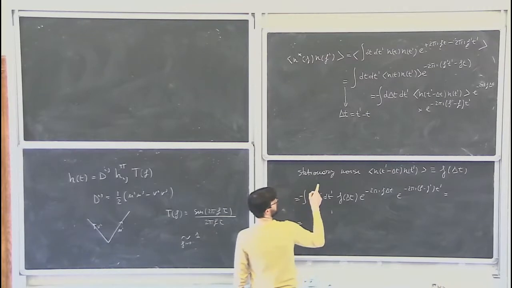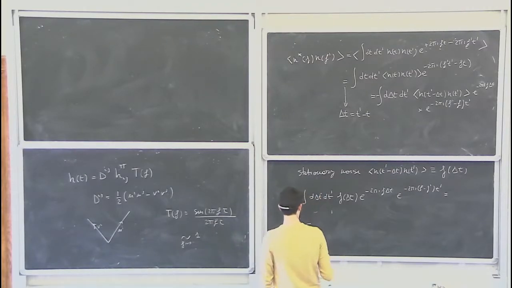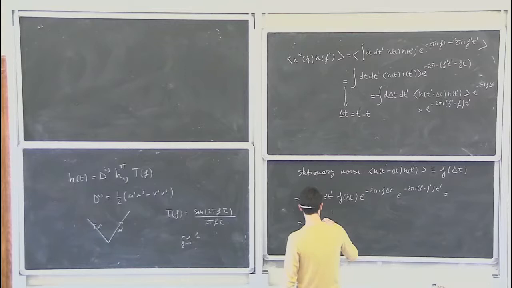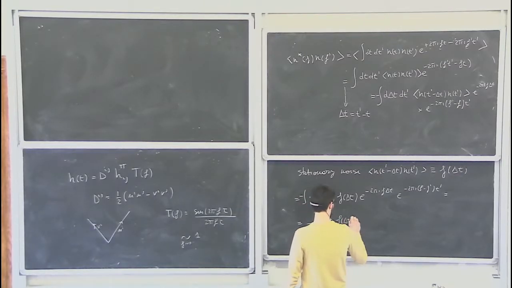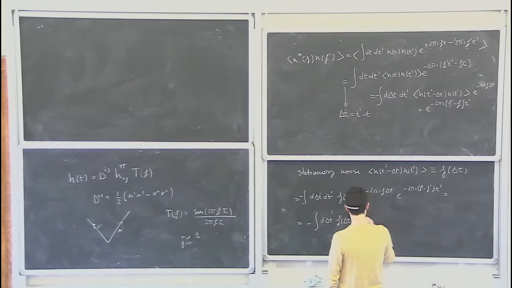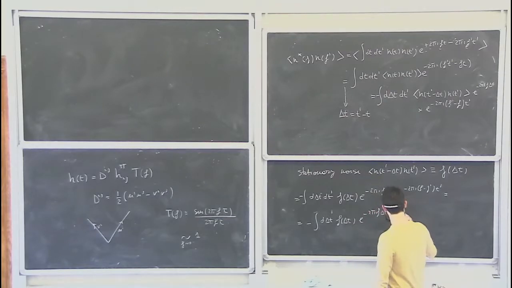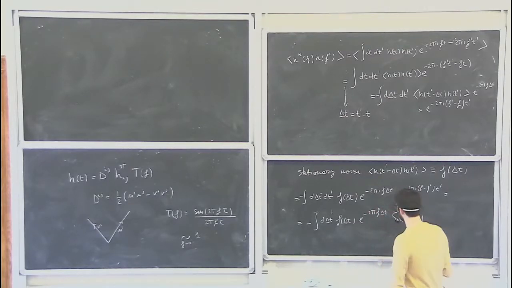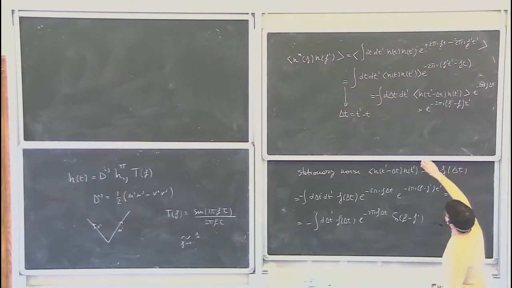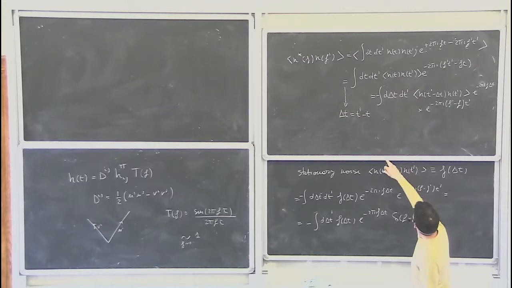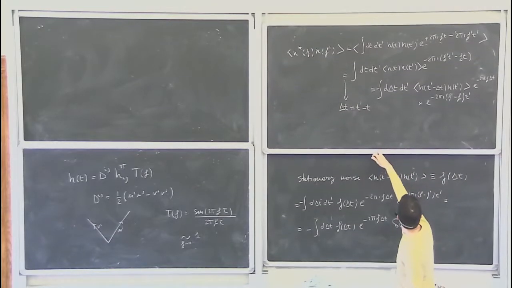So, modulo a minus sign that I might have messed up, what you get is the integral in delta tau, f of delta t, exponential minus 2 pi i f delta t, and then here you get a delta of f minus f prime, right? So this is exactly the delta. Did I delete it? Yeah, I think I might have deleted it.